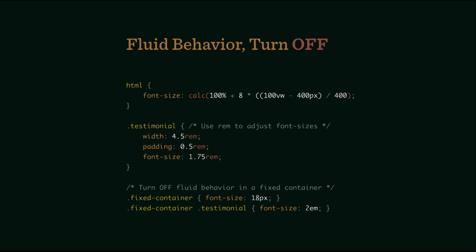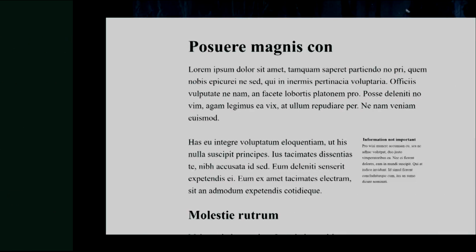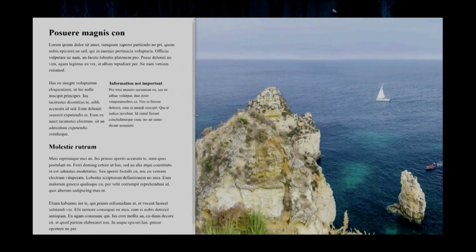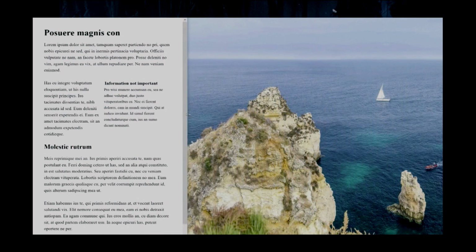So you could set the font size with calc on the HTML, and then everything is becoming fluid because you define all the width in rem units. And then you can turn it off if you need to in a fixed container by just setting a fixed font size. And so then you end up with this, right?